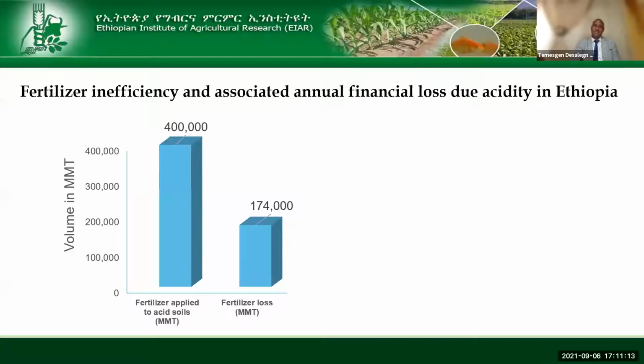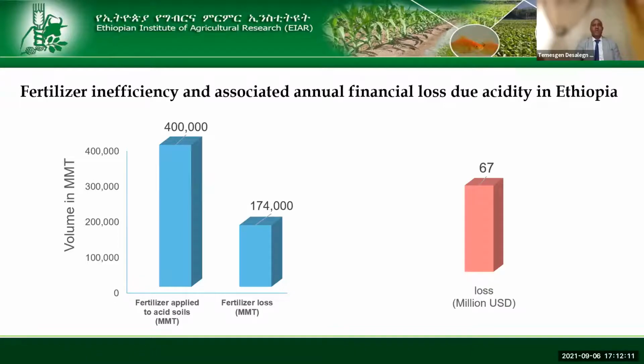This is a very important slide. For example, as one of the presenters showed a while ago, fertilizer inefficiency is observed. This means we apply like 400,000 metric tons of fertilizer to acidic areas. But this fertilizer is not efficient, because for fertilizer applied to acid soils, the efficiency is like 43%. So 174,000 is wasted annually. This is the annual loss of fertilizer from acid soils alone.